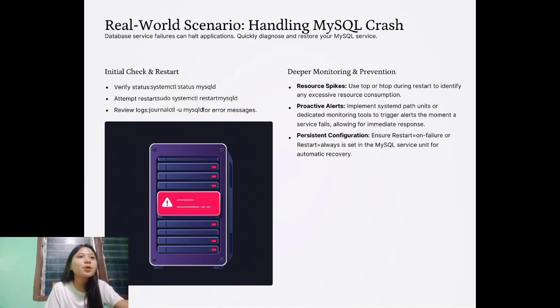In deeper monitoring and prevention, for resource spikes, use top or htop during restart to identify any excessive resource consumption. In proactive alerts, implement systemd path units or dedicated monitoring tools to trigger alerts the moment a service fails, allowing for immediate response. In persistent configuration, ensure Restart=on-failure or Restart=always is set in the MySQL service unit for automatic recovery.